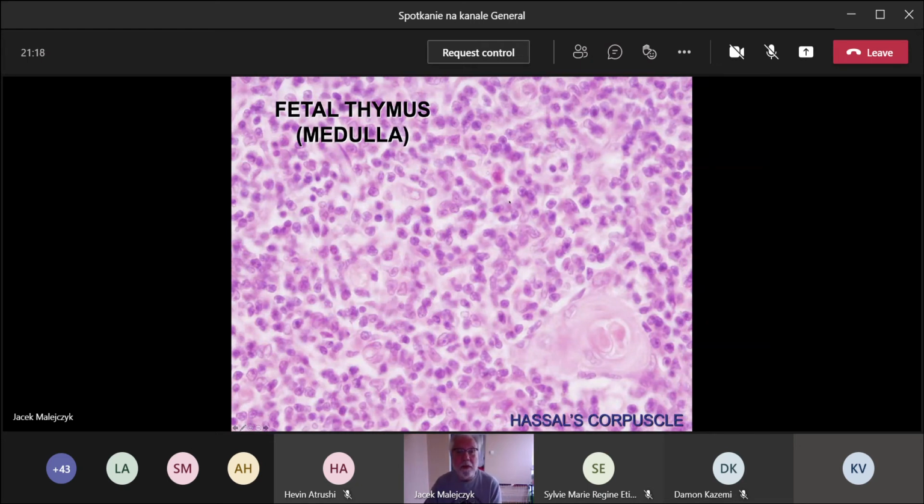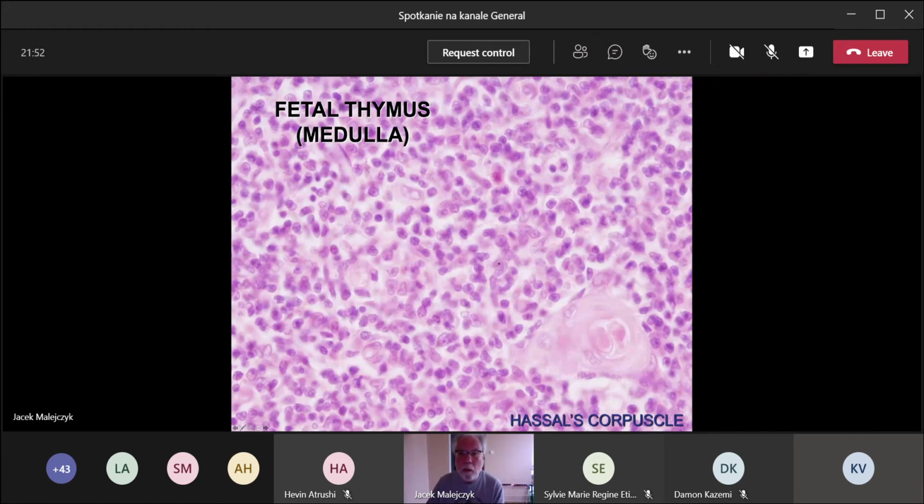What about the medulla? The medulla first of all contains very characteristic structures, which we call Hassall's corpuscles. Hassall's corpuscles are a very good hallmark for the thymus. So during practical examination, when you have to discriminate between the thymus and other organs, please look for these characteristic Hassall's corpuscles. If they are present, what you have under the microscope must be the thymus.